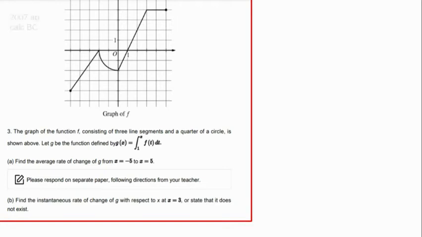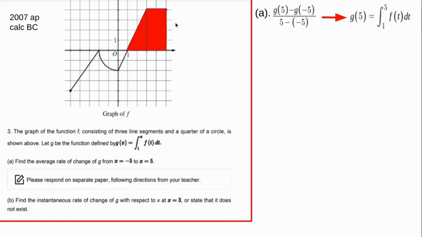FRQ parts A and B from 2007. So for part A, the first thing you need to do is take g of 5 minus g of negative 5 over 5 minus negative 5. You can see in the problem, g of x is equal to the integral from 1 to x of f of t dt. So g of 5 is going to be the integral, and it's going to be this area right here from 1 to 5, which equals 12, because it's the triangle, which is 4, and then the rectangle, which is 8, and you add those together.